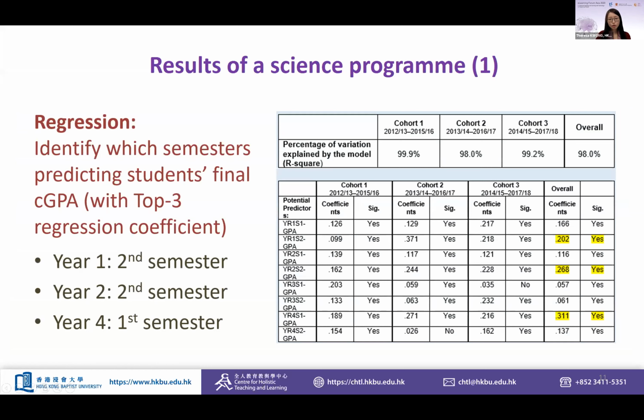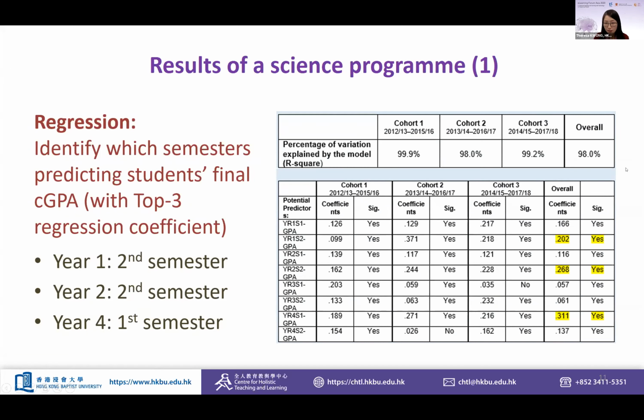And the results of the science program actually are from the biology program. We masked a majority of the data, but I can disclose to you this is from the biology department, one of the programs from the biology department. Based on the regression, we would like to identify which semesters predict students' final cumulative GPA, grade point average. We highlight the top 3 regression coefficients.